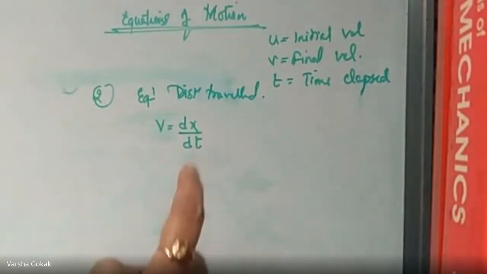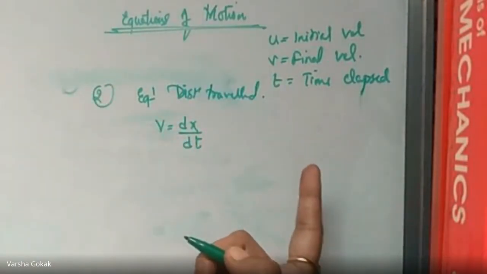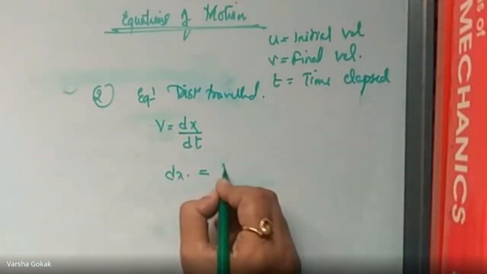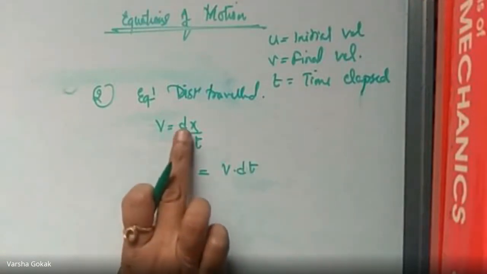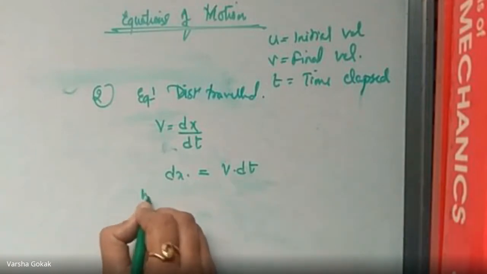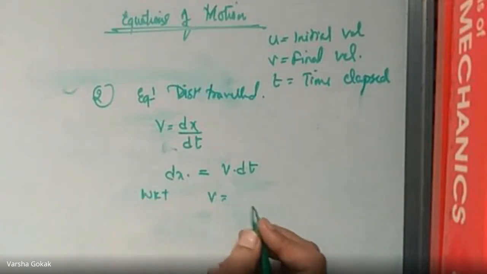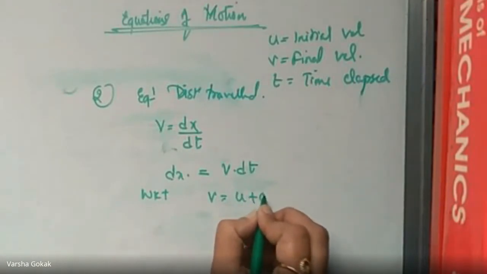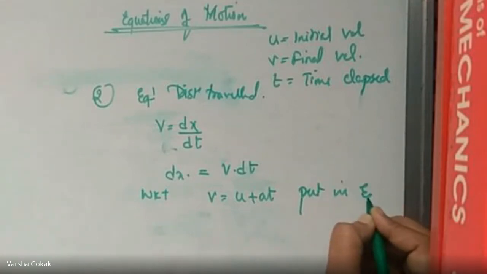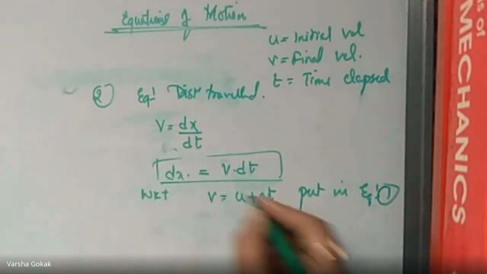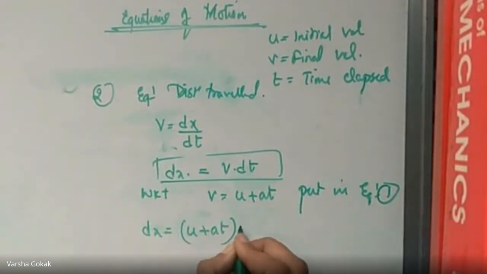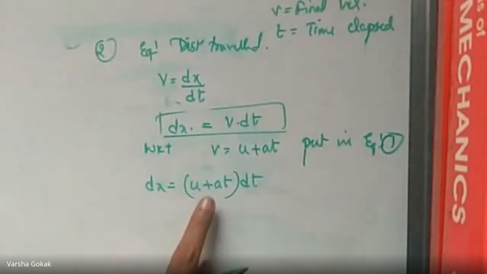Initially, I wanted acceleration and velocity together, so we took a equal to dv by dt. Now dx will be equal to v into dt. Correct? Cross multiply, v into dt. But we know that v is what? The value of v is u plus at. Let us substitute that. Put in equation 1. So this is our equation 1. I'll put v equal to u plus at here. So dx will be equal to u plus at into dt. Correct? I substituted for v.